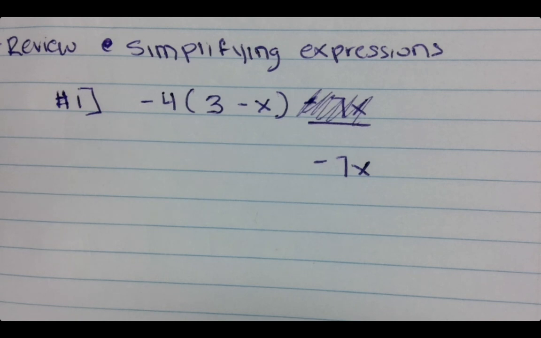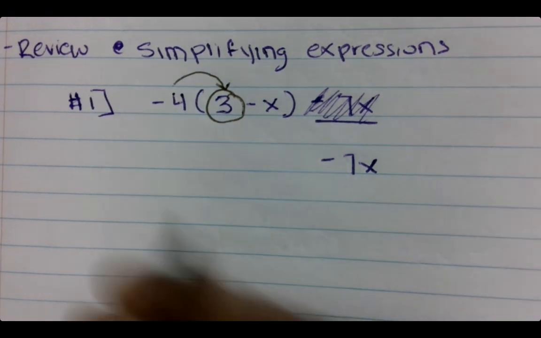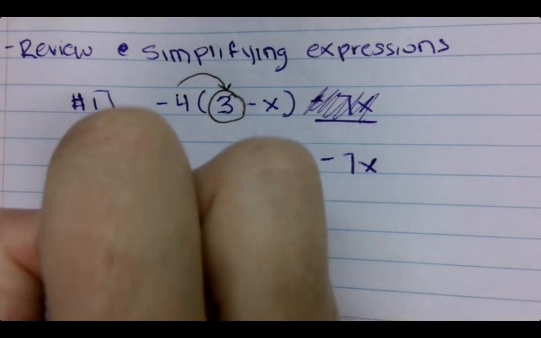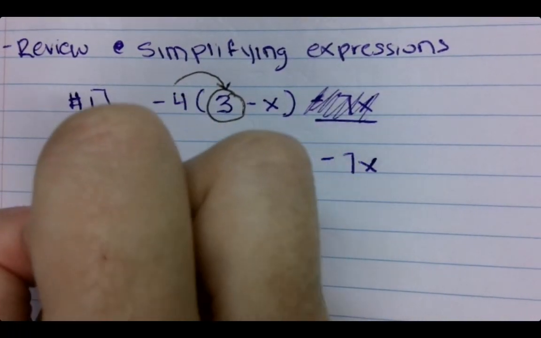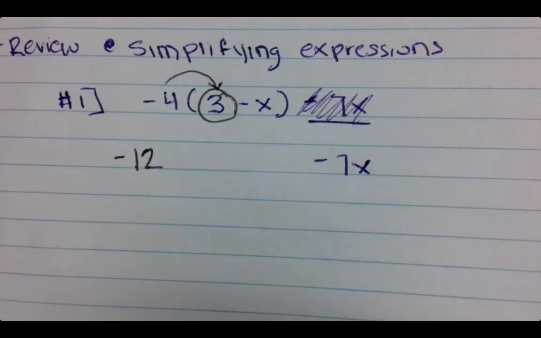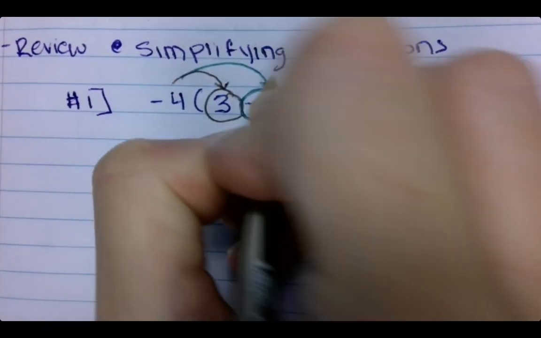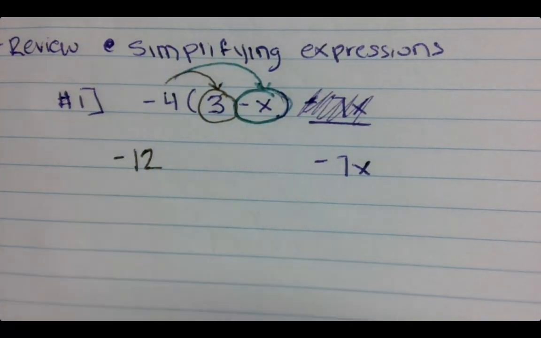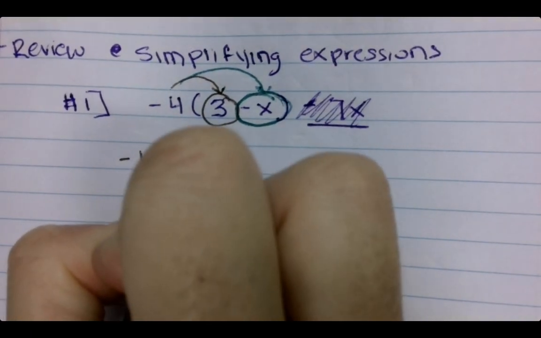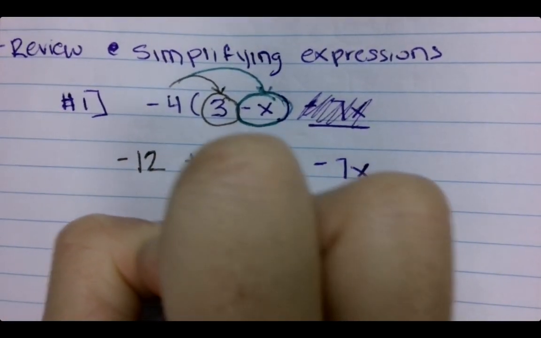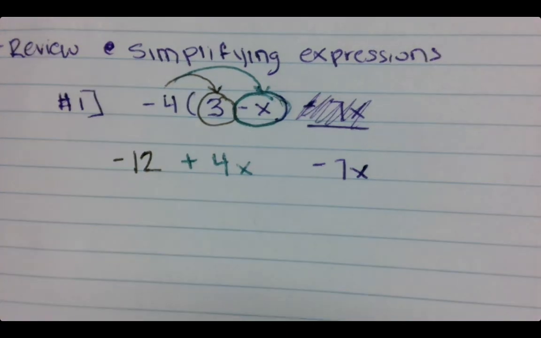So we are going to do -4 times this 3. What's -4 times 3? So 4 times 3 is 12. There are different signs, so it's going to be a negative. And then this is going to be -4 times -x. So a negative times a negative is a positive. So this is going to be plus, and then this would be 4x.